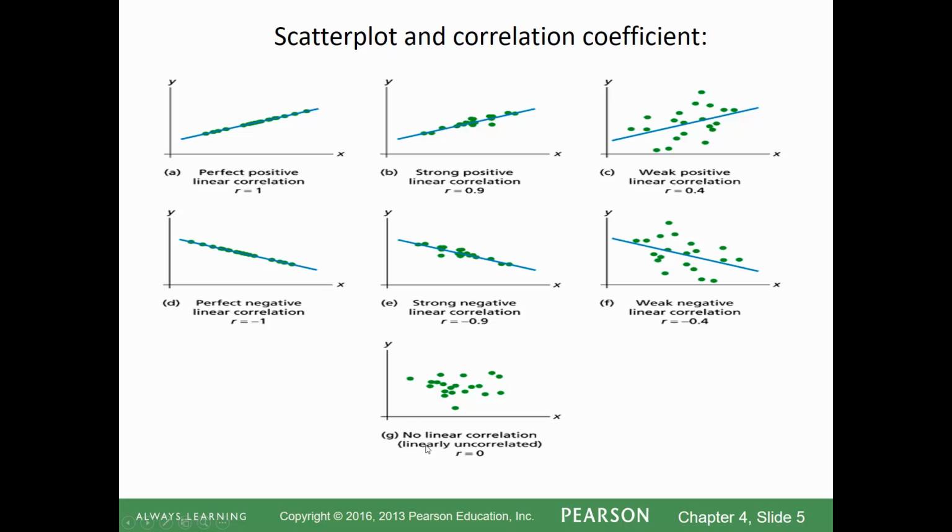And then down here we have an R value of 0. This is where we have no linear correlation. It doesn't seem to fit a linear pattern. So remember that there could be a correlation even if R is 0, but there's no linear correlation. That is the key.